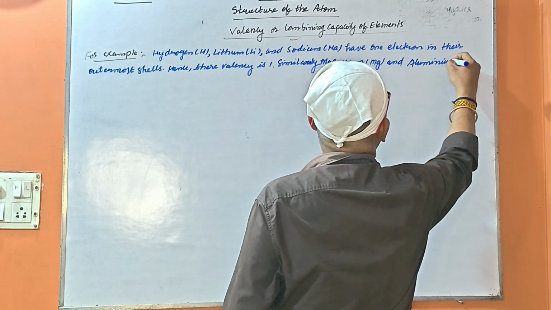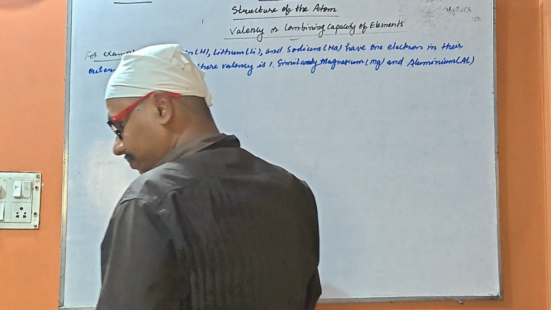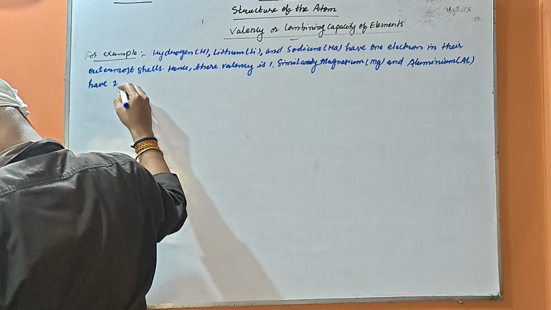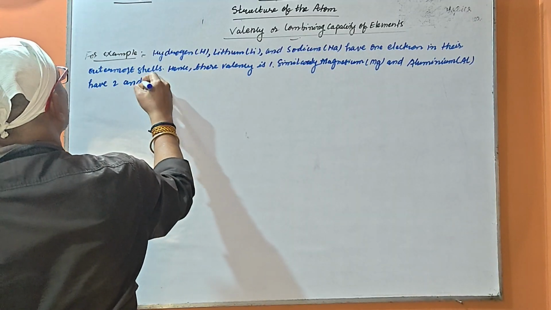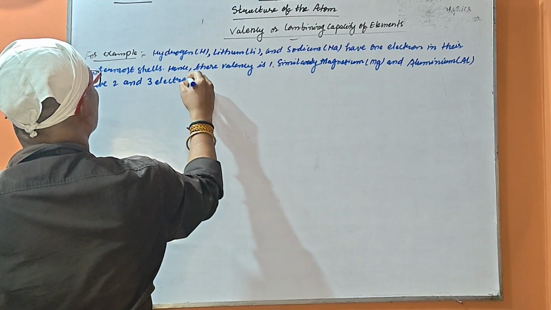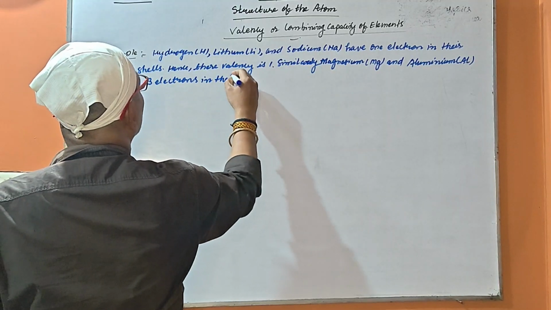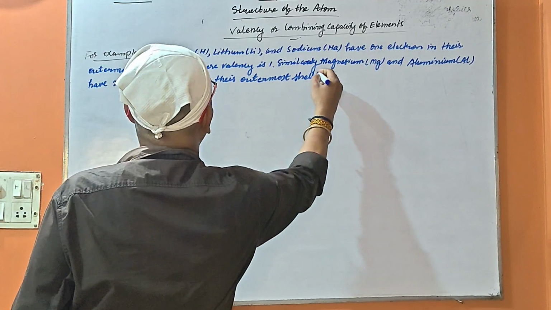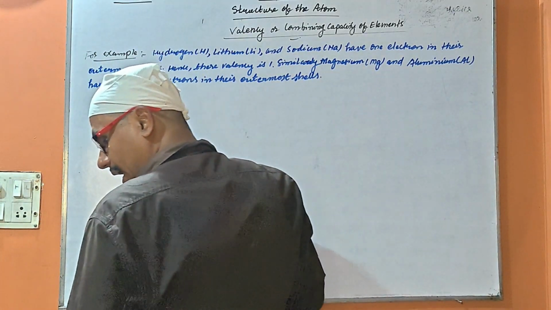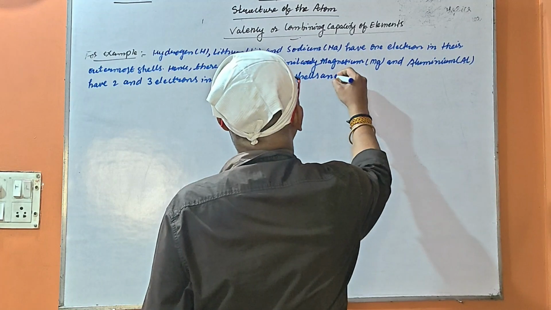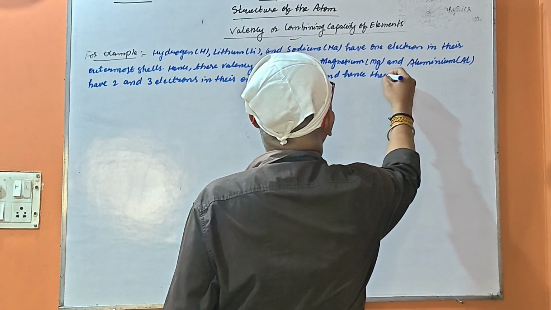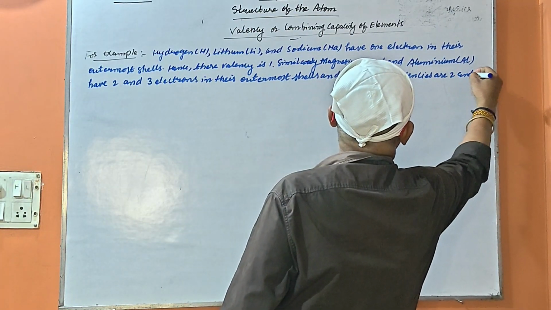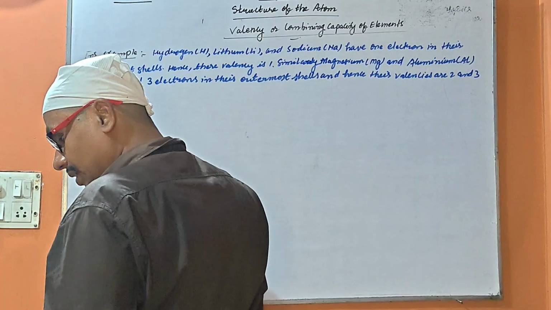Similarly, magnesium and aluminium, Al, have 2 and 3 electrons in their outermost shells, and hence their valencies are 2 and 3 respectively.